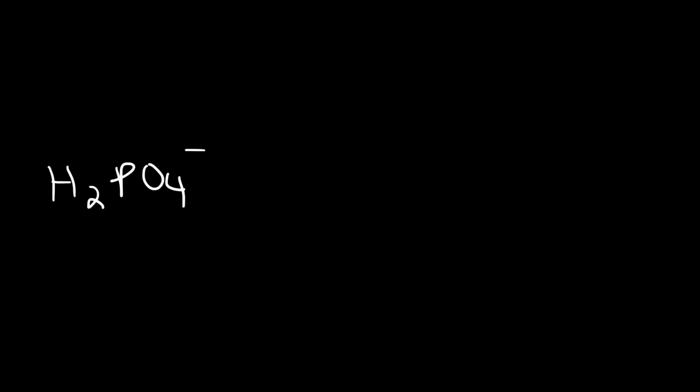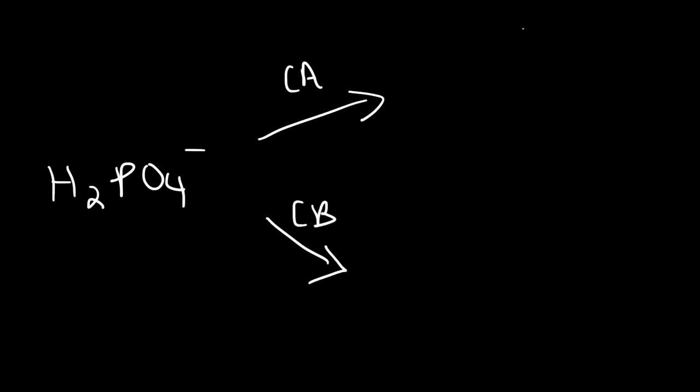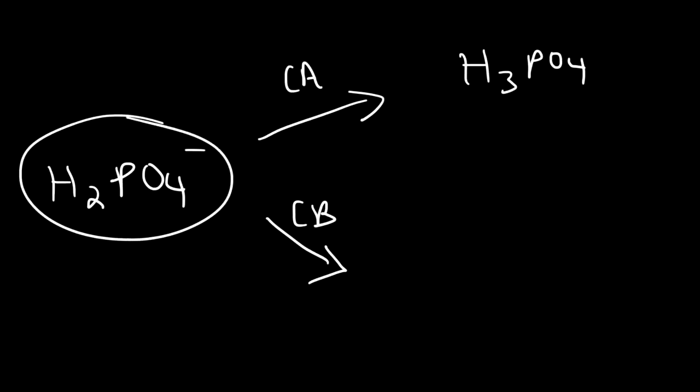Let's say we have H2PO4-. Write the conjugate acid and the conjugate base. So we got to add a hydrogen. This will turn into H3PO4. So that's the conjugate acid of this thing.